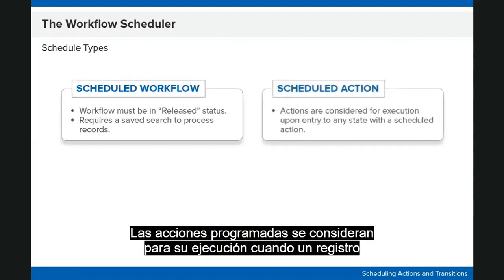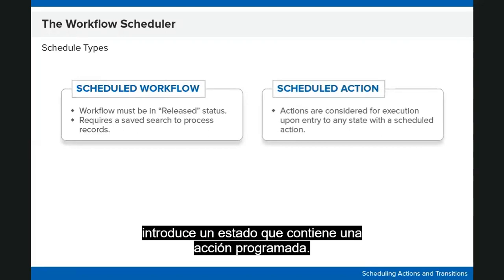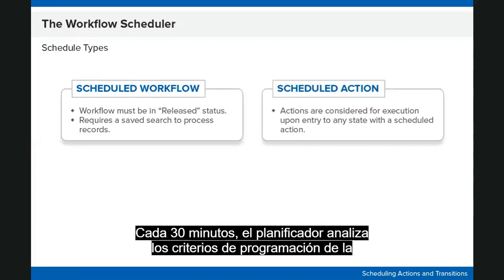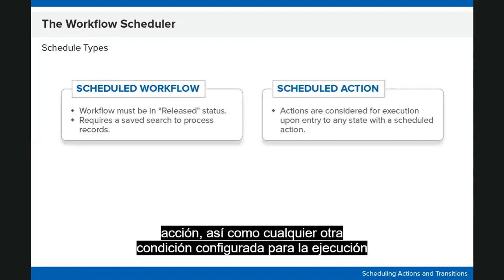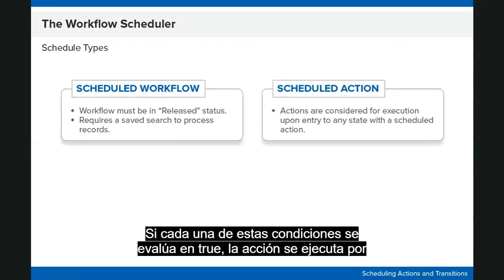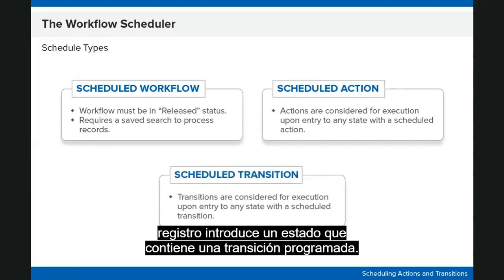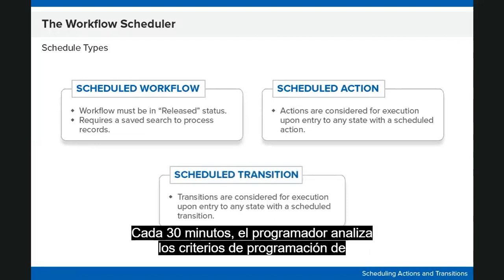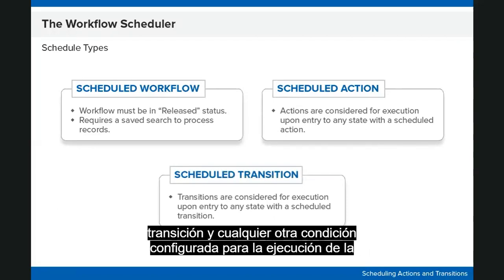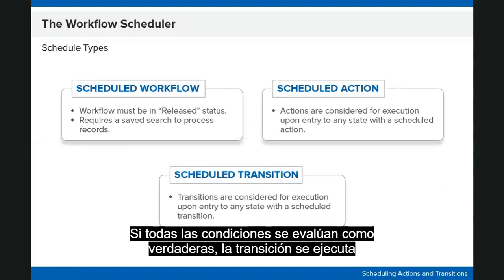Scheduled actions are considered for execution when a record enters a state that contains a scheduled action. Every 30 minutes, the scheduler analyzes the action schedule criteria as well as any other conditions configured for action execution. If each of these conditions evaluates to true, the action is executed per the schedule. Scheduled transitions are considered for execution when a record enters a state that contains a scheduled transition. Every 30 minutes, the scheduler analyzes the transition schedule criteria and any other conditions configured for transition execution. If all conditions evaluate to true, the transition is executed per the schedule.